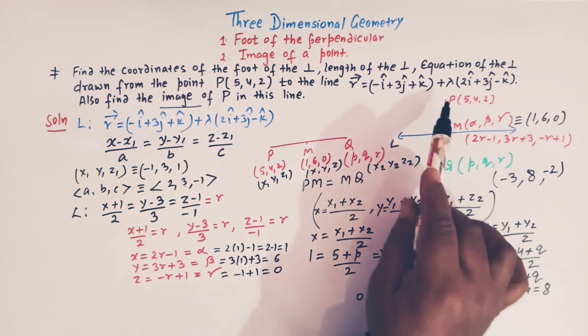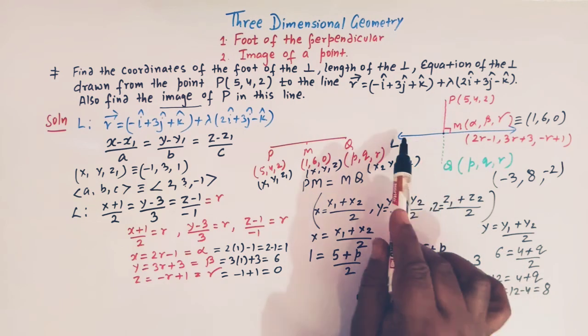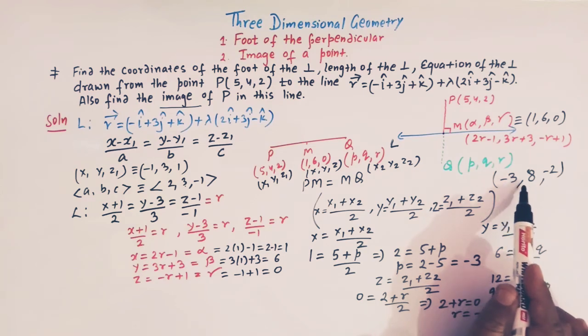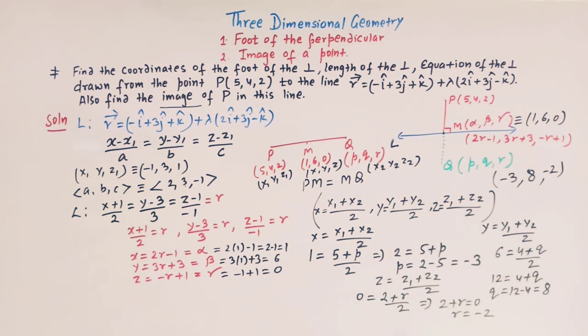So the image of this point P with respect to this line L is given by minus 3 comma 8 comma minus 2, right? So viewers, this is how we solved this interesting problem, and here we have seen that this problem contains a lot of concepts in three-dimensional geometry, right?